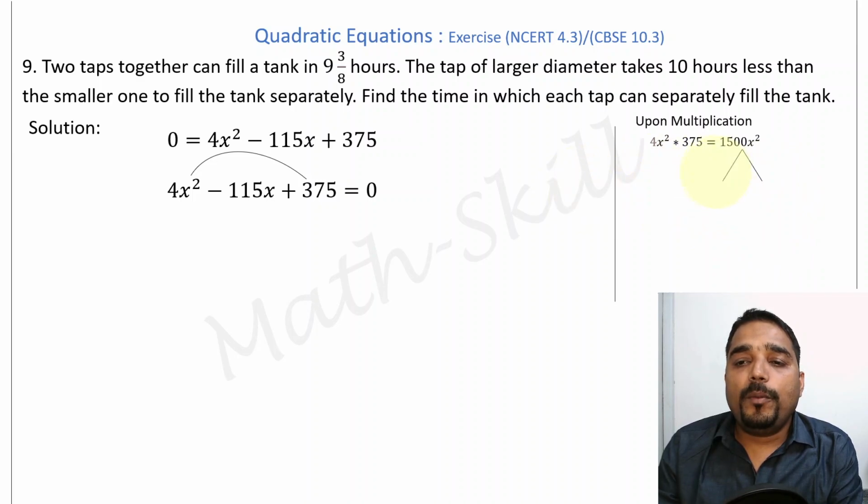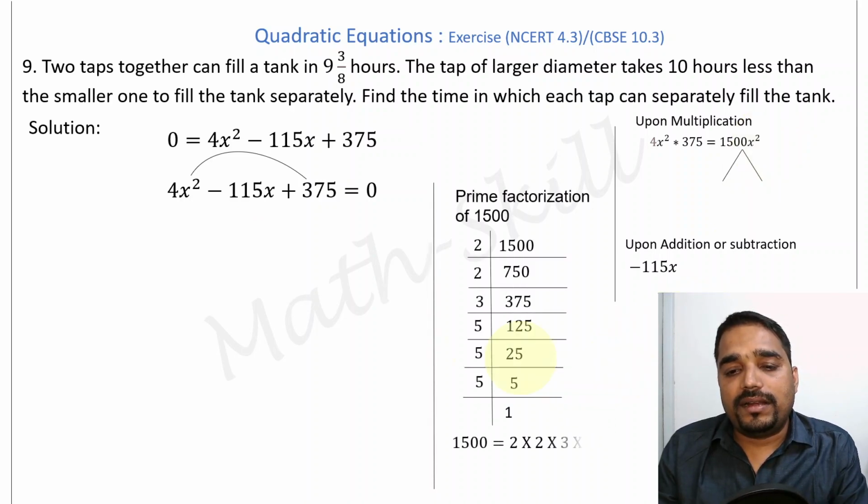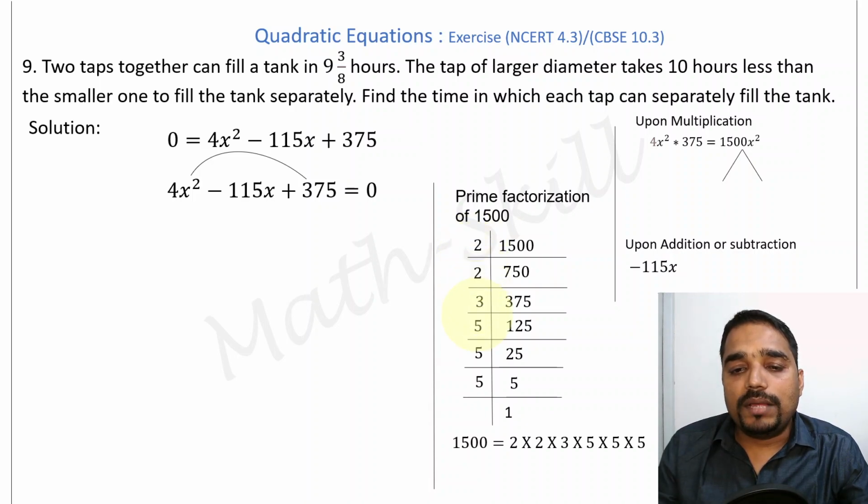That is, upon multiplication of the selected factors, we should be getting 1500 x square. Also, upon addition or subtraction, we should get the middle term, that is minus 115x. Because the number 1500 is very big, let us do the prime factorization. Upon doing prime factorization, we see that 2 is available 2 times, 3 once, and 5 is available 3 times.